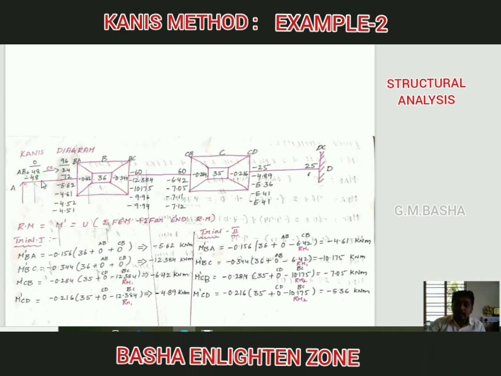So to make that fixed moment 0, what happens? There will be minus 48. So I am taking the same value with the opposite sign, that is plus 48. I am taking plus 48 here, and I am adding these two. I will get the simply supported end as 0. Why? Because at the simply supported end, the moment will be 0.